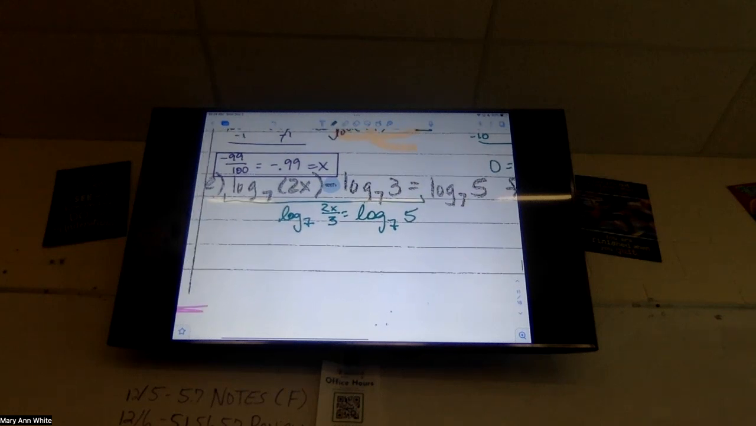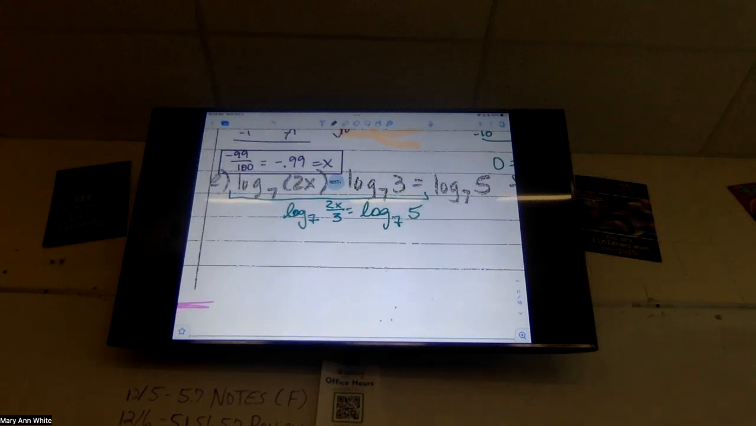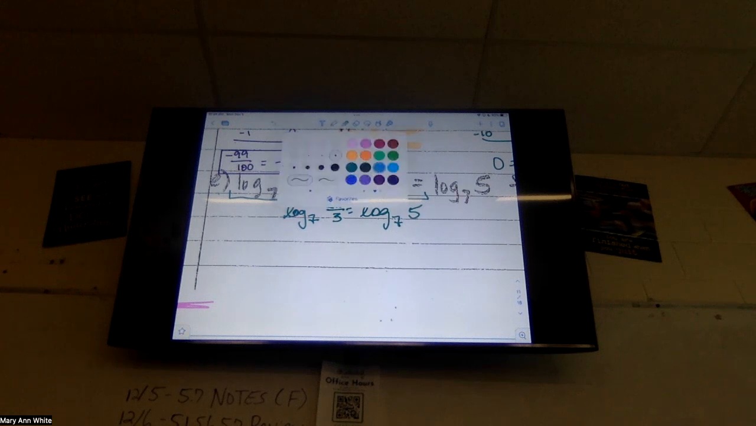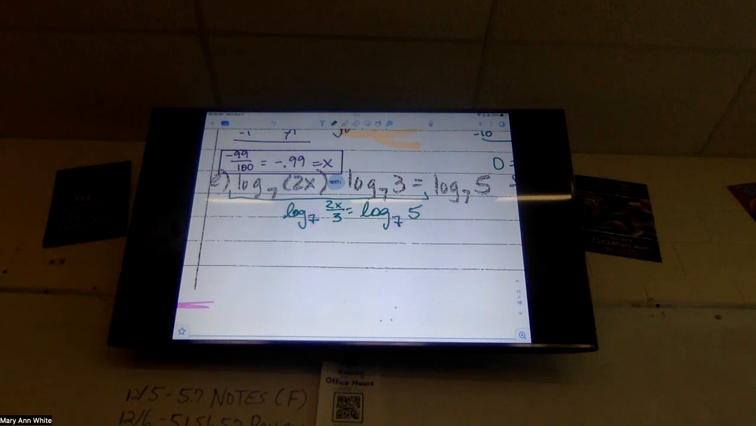Now, here's a fun rule I haven't taught you yet. We were able to combine the logs when they were on the same side of the equation. Now that I have logs on separate sides of the equation, and these logs have the same base, they are going to cancel out. Log base 7 of something equals log base 7 of something else. The logs are going to cancel out, and whatever we're doing the logs of should equal each other. 2x divided by 3 equals 5.